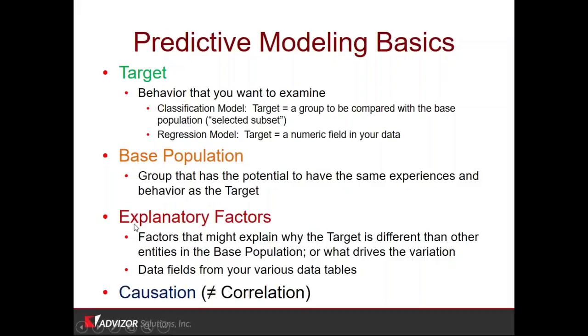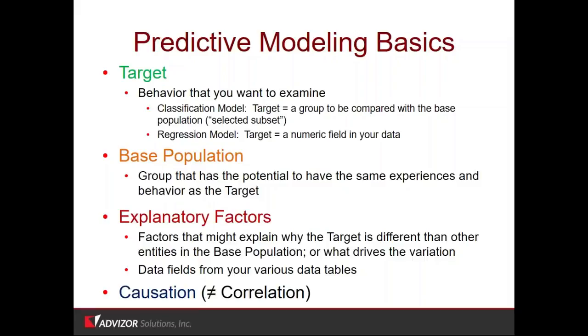Then there's explanatory factors. This is stuff from your data, factors that might explain why the target is different than the other entities in the base population, or what drives the variation. We'll go through this in more detail as we get into building an attachment model and a non-donor segmentation model. But this is sort of an iterative exercise of thinking through, I have all this data, it might be in my Raiser's Edge or my advancement system, it might be in a spreadsheet, it might be in some event management system that's dumping stuff into SQL Server.